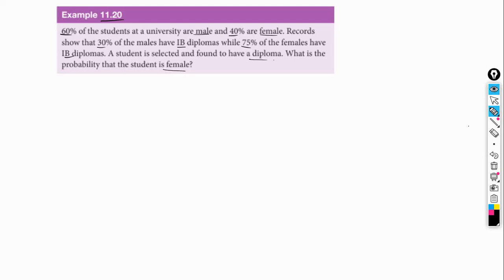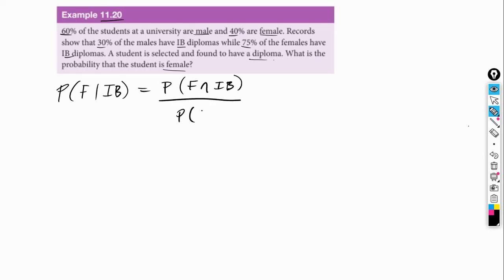So notice that here they want us to find the probability that a student is female given that she has an IB diploma. Now remember that this is going to equal the probability that the student is a female and has an IB diploma over the probability that it's a student with an IB diploma.